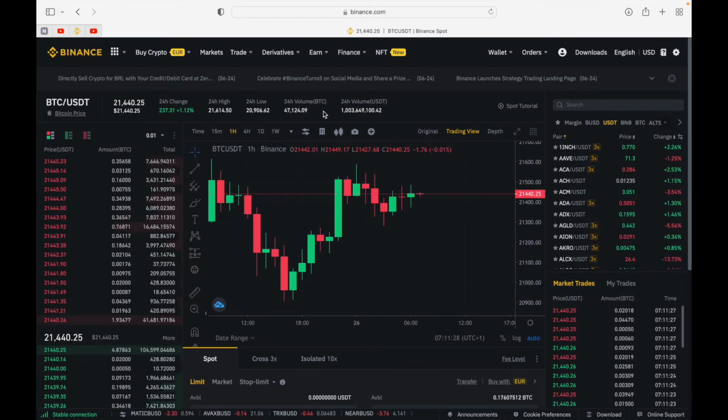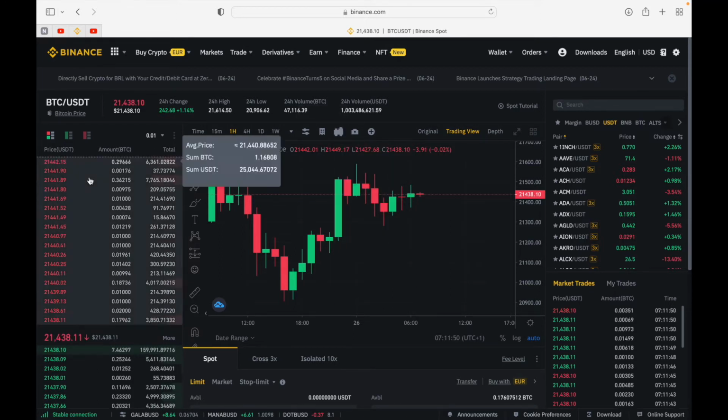This is the volume of Bitcoin that has been traded within the past 24 hours, and this is the volume of USDT within the past 24 hours. So it's actually self-explanatory, but with this explanation, I know that the knowledge has narrowed down.